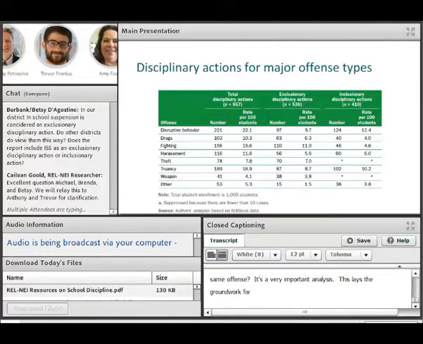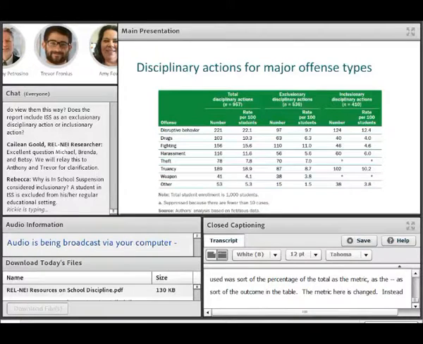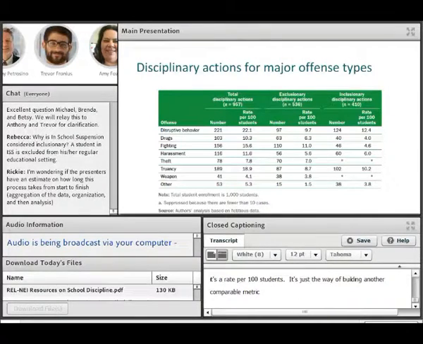I should note also that in the preceding tables, what we had used was the percentage of the total as the metric, as the outcome in the table. The metric here has changed. Instead of percentage of the total students enrolled, or those who are disciplined, it's a rate per 100 students. It's just a way of building another comparable metric to be able to compare these different offense groups.